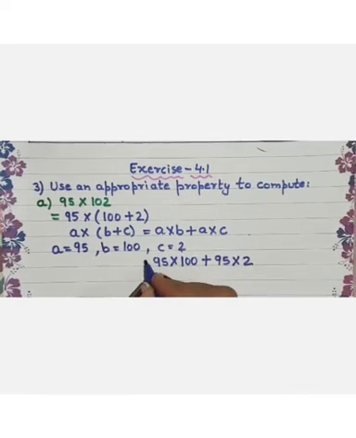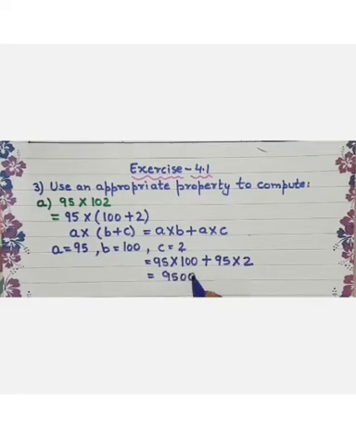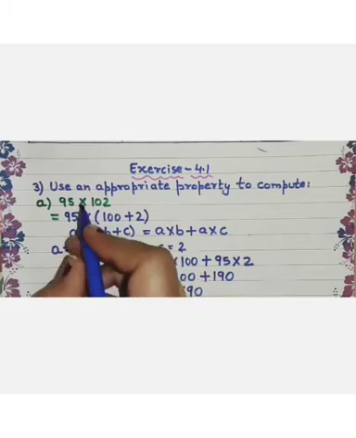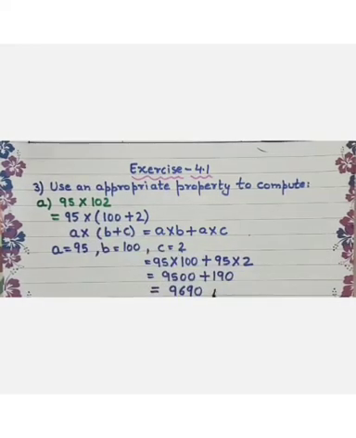Now solve it. 95 multiply 100 is 9500. 95 multiply 2 is 190. On adding these two numbers, we get 9690. 9690 is the product of 95 and 102.